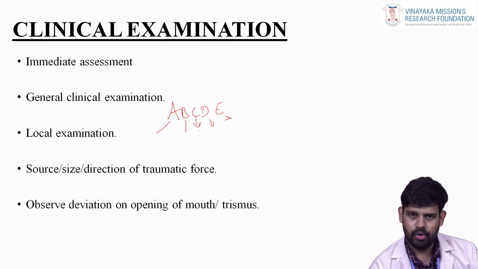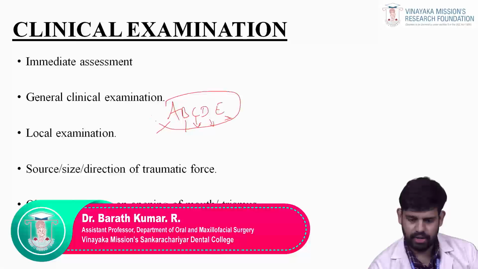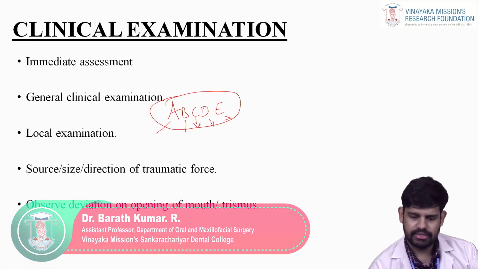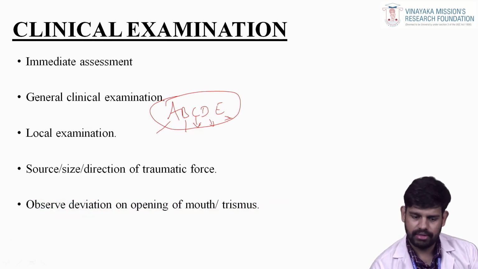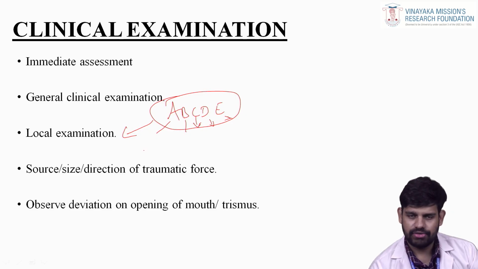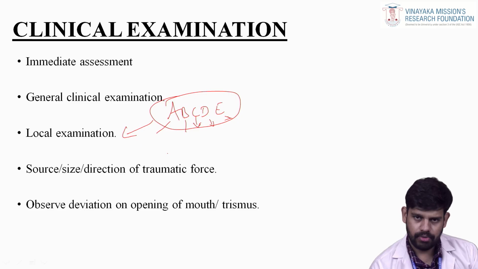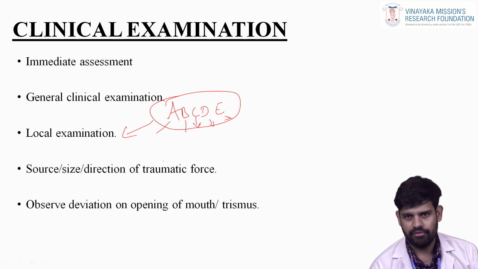To see the body from head to toe, we have to analyze whether any other major injury or bleeding is there or not. This is very important in any trauma. We have to assess this ABCDE to go for the further management. If the patient is stable and breathing and has no other injury, then we go for the local examination. In local examination, we will go for extraoral and intraoral examination, and based upon that we will categorize what kind of fracture and what kind of bone is involved.